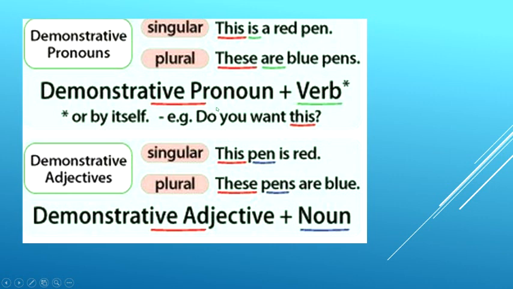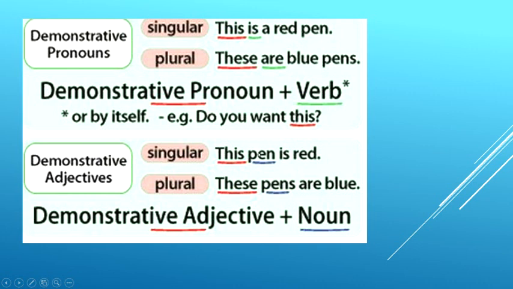Now, many a times we see sentences like: This pen is red. These pens are blue. Children, do not get confused with the words this and these here. In these two sentences, this and these are actually demonstrative adjectives. Why? Because they are using a noun with them. You can see with the word this, the noun pen is used. With these, the noun pens is used. So these are not pronouns.